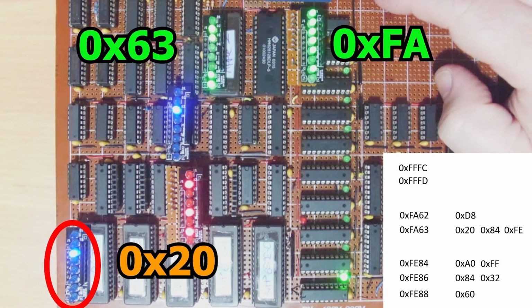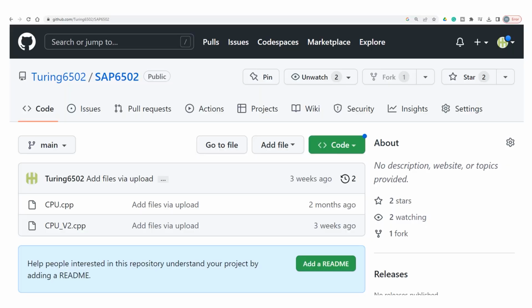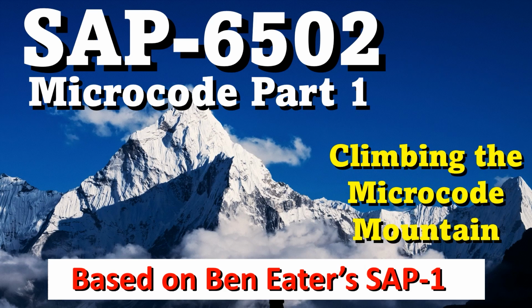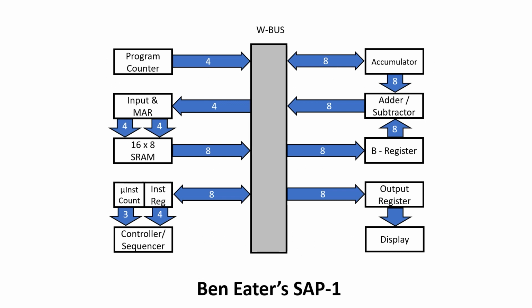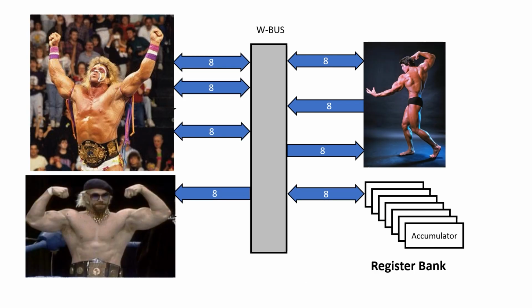In this series, we're writing the microcode for the SAP6502, which is programmed into the EPROMs on the lower left-hand side. The code's available on GitHub, with CPU_v2 being the latest version, and this previous video linked below shows you how to install it. The main idea of this series is to take the SAP1, originally designed by Albert Paul Malvino and popularized by Ben Eater, and add a little muscle to the bone. Enough, in fact, to make it 6502 compatible.